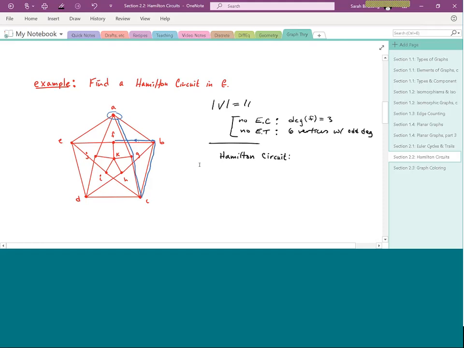Now, once we're at F, we could actually do the same thing. What? Apparently my arm got on the keypad.